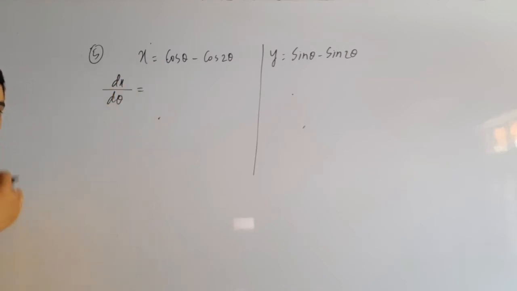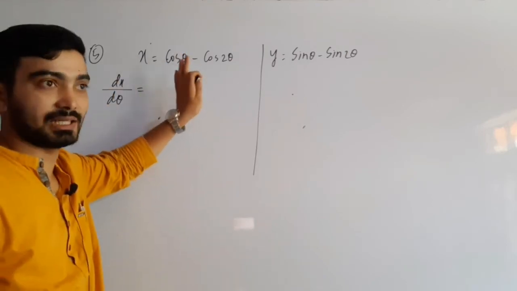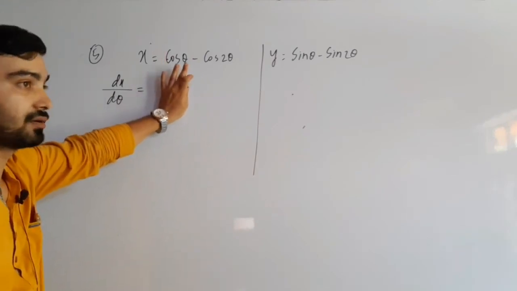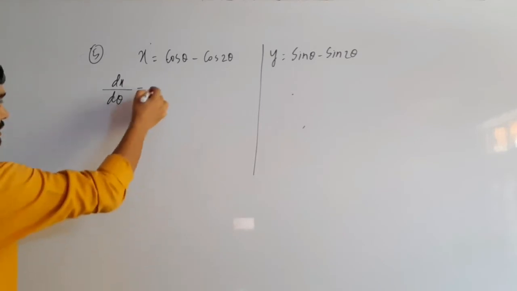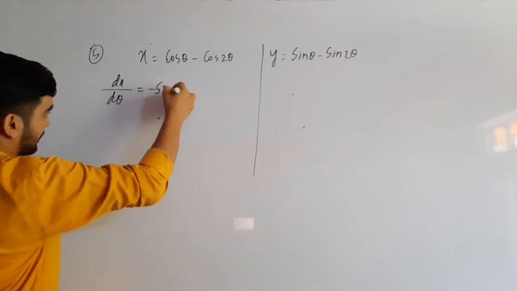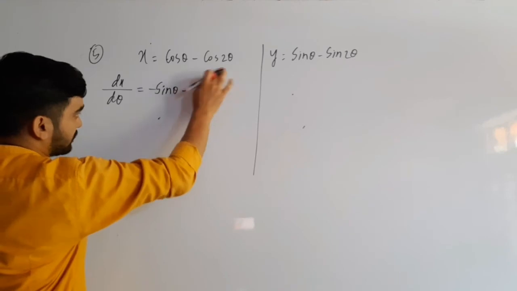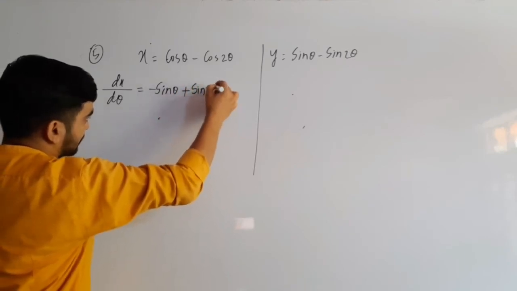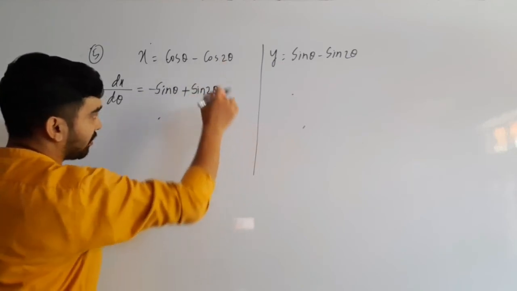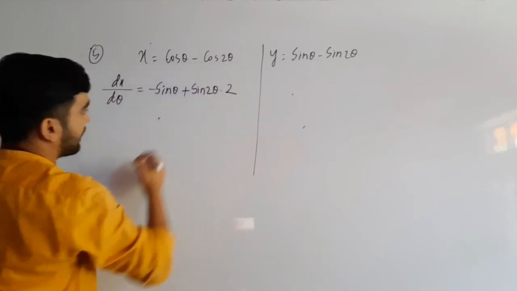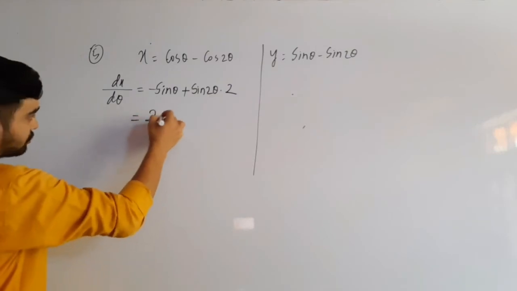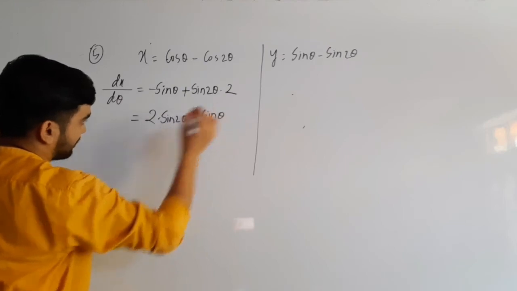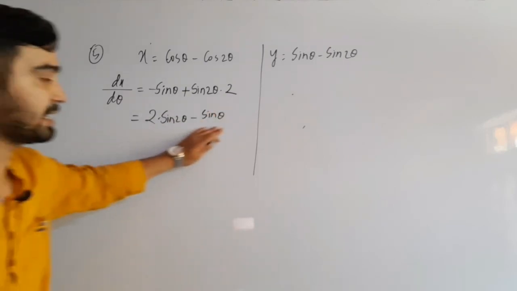Differentiating cos theta with respect to theta, the derivative is minus sin theta. For cos 2 theta, since it is 2 theta, we need the chain rule: minus minus gives plus sin 2 theta into d theta of 2 theta. So we get 2 sin 2 theta minus sin theta. That is our dx by d theta.